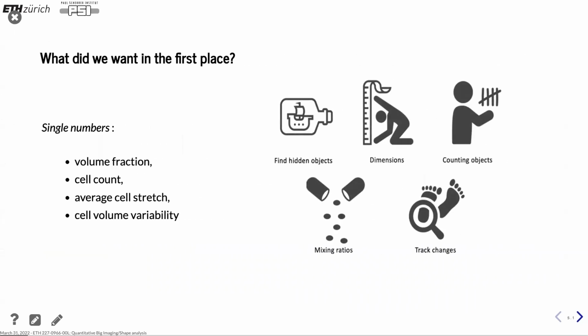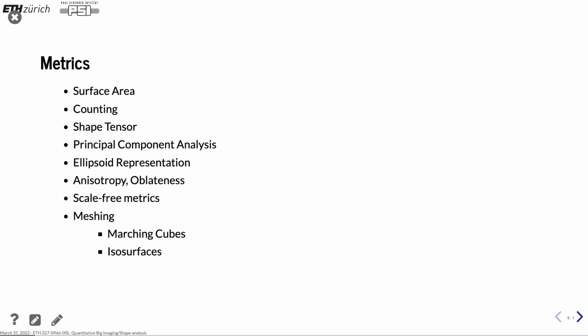And so what we wanted to measure is, for example, volume fractions, counting cells, maybe looking at how the cells are shaped, or any other object for that matter. We can also look into variability within, say, a cluster of cells or within the volume. So there are a lot of things we want to measure. And the first step to be able to measure it is to identify these objects.